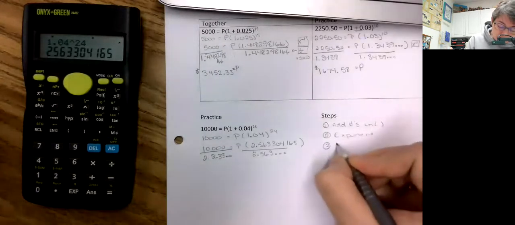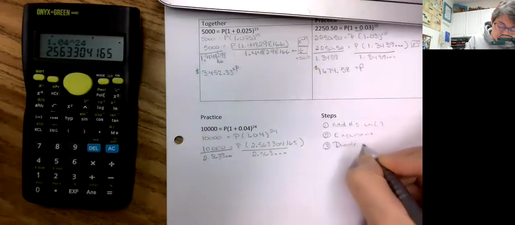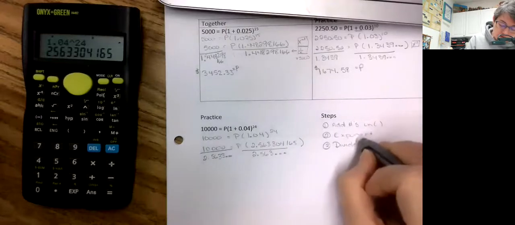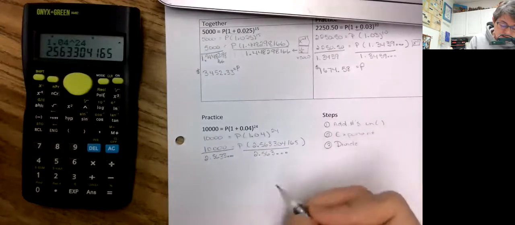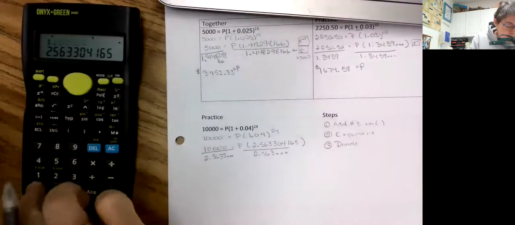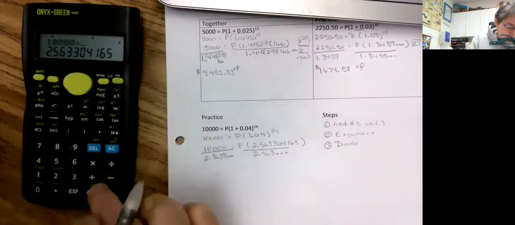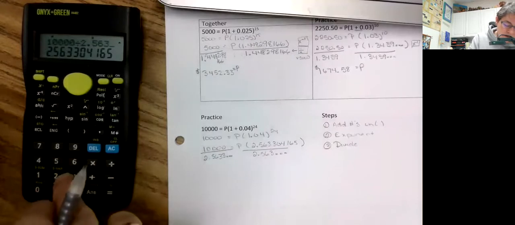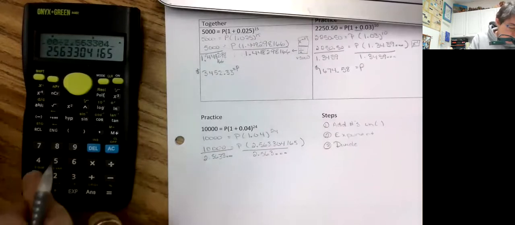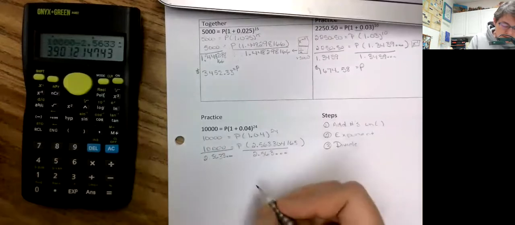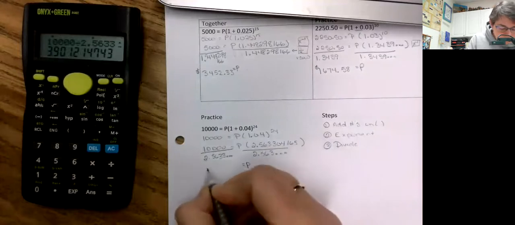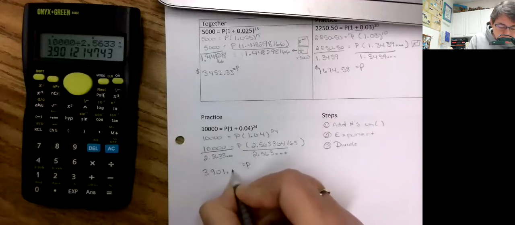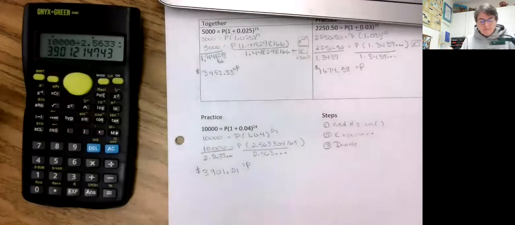Okay, step 3 is to divide. I'll just leave it like that. Remember, always do the same to both sides. So 10,000 divided by... now I've got to type it all in. 2.56334165. Boom. There we go. So P is equal to $3,901.21. And there we go.